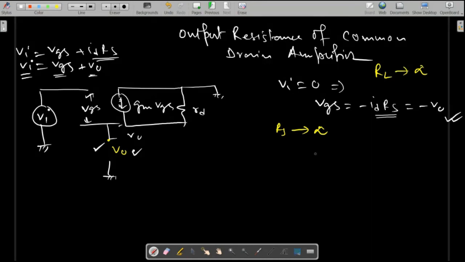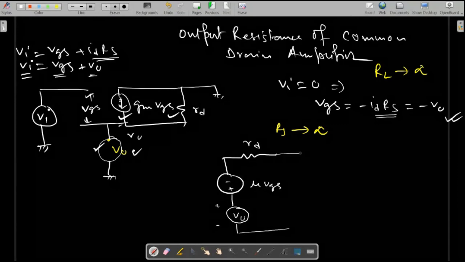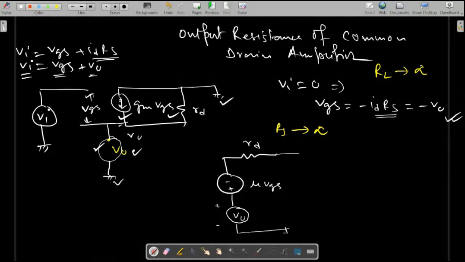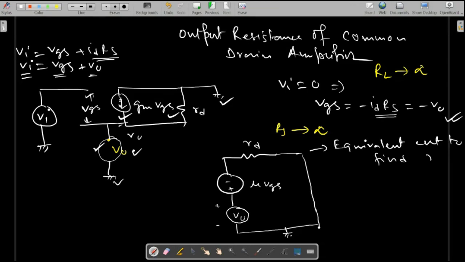So RS is infinite, we already opened the load. Now again, I do the same thing. There is a current source with parallel resistance, so we can convert it to a voltage source with series resistance. The value of voltage source will be GM into RD into VGS, that is mu VGS. And here we have another voltage of value V0. This is grounded, this one grounded. So this is the equivalent circuit to find R0, output resistance.